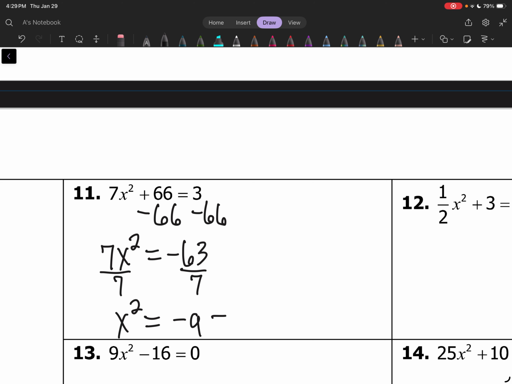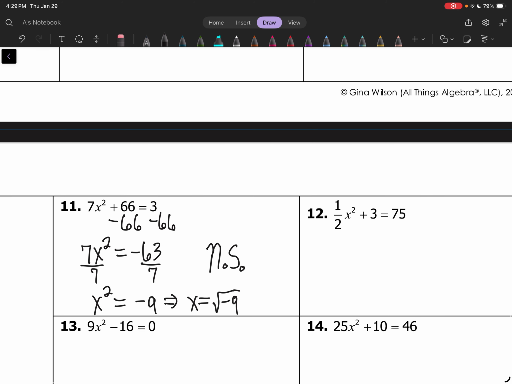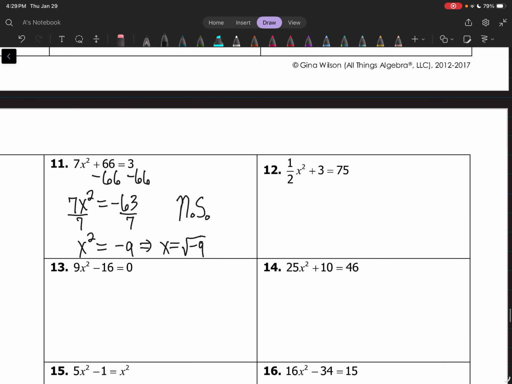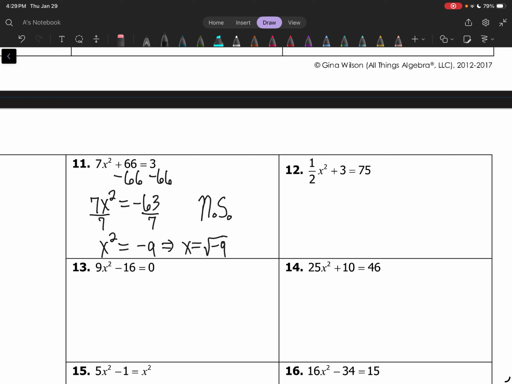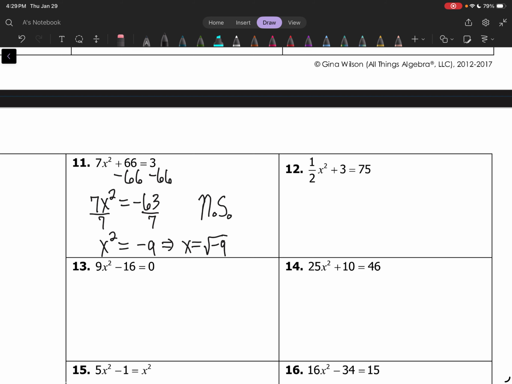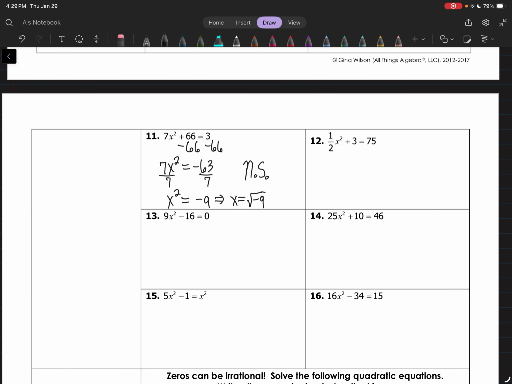If I take the square root of both sides here, x is equal to the square root of negative 9. There is no solution to this problem. Well, there's no real solution. Technically, there are imaginary solutions, but there's no real solution to this problem. Okay, try those problems.